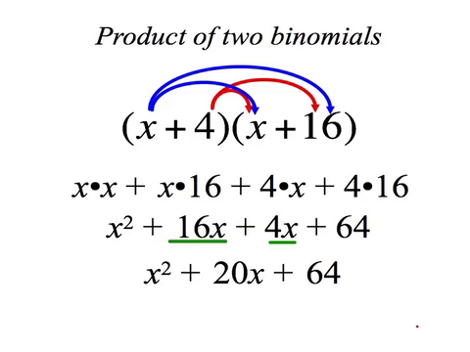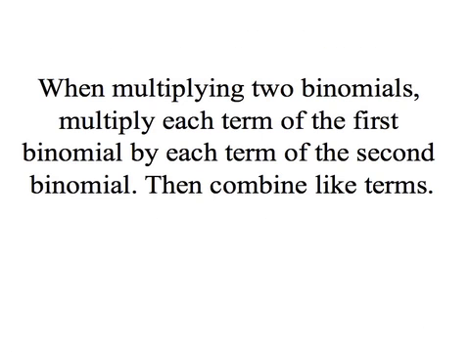We started with a pair of binomials. Each binomial, of course, has 2 terms. It's not surprising that 2 terms times 2 terms yields us 4 terms, but in this case, 2 of the 4 terms were like terms, so our final expression had 3 terms. When multiplying 2 binomials, multiply each term of the first binomial by each term of the second binomial, then combine like terms.